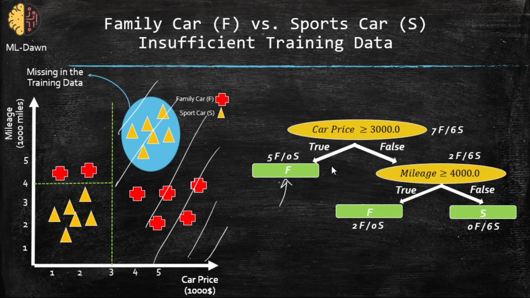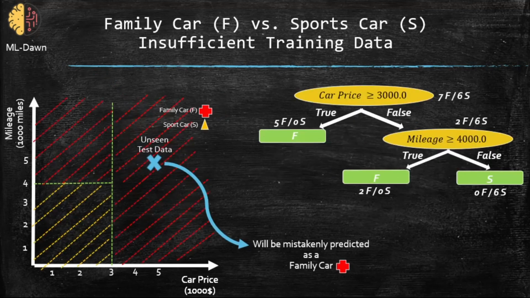It's because it doesn't have those data points in the blue circle in the training data. It doesn't see anything in there. So it just assumes that anything in that region should belong to the family car. And indeed, this is how the tree perceives your input space. The red area is again for the family car.